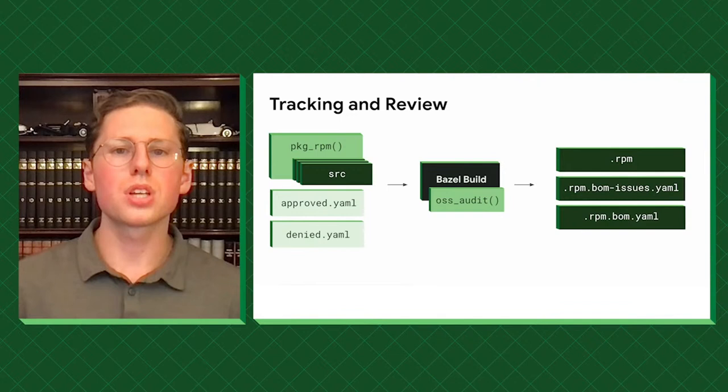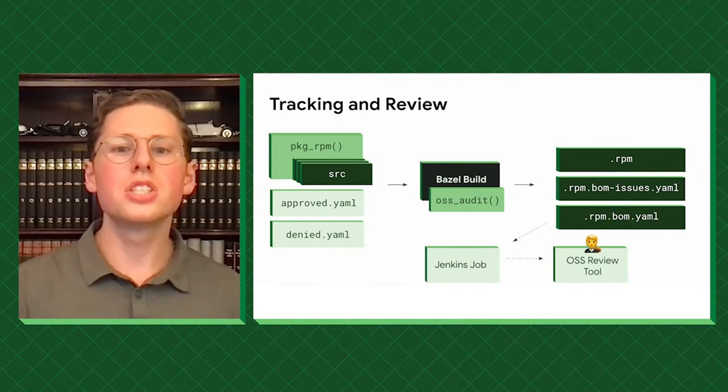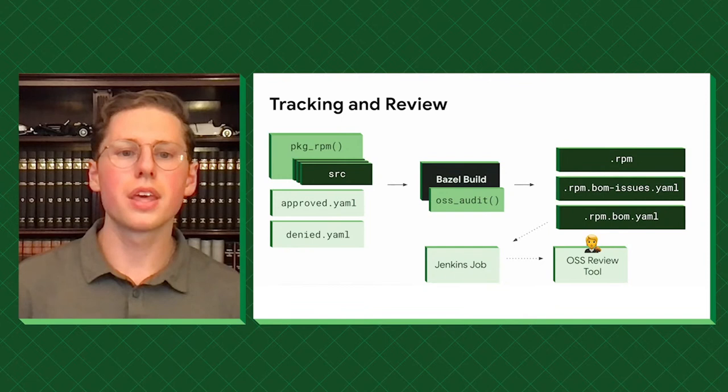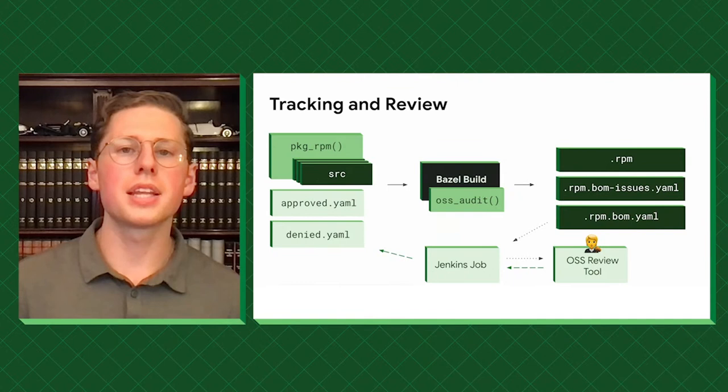Let me show you a few examples of how we use OSS Audit at VMware. The OSS Audit outputs can be inputs to other processes to gain legal or security approval. At VMware, a Jenkins server uses the BOM to file tickets for open source packages for review, so the legal and security teams can review the packages asynchronously. This Jenkins server also queries the OSS review tool for the latest approved and denied packages, and it creates a new approved and denied list to submit back into source control. Now, if any packages are denied for use, developers are notified the next time a build runs. This is how we've integrated OSS Audit with our existing OSS review tool.